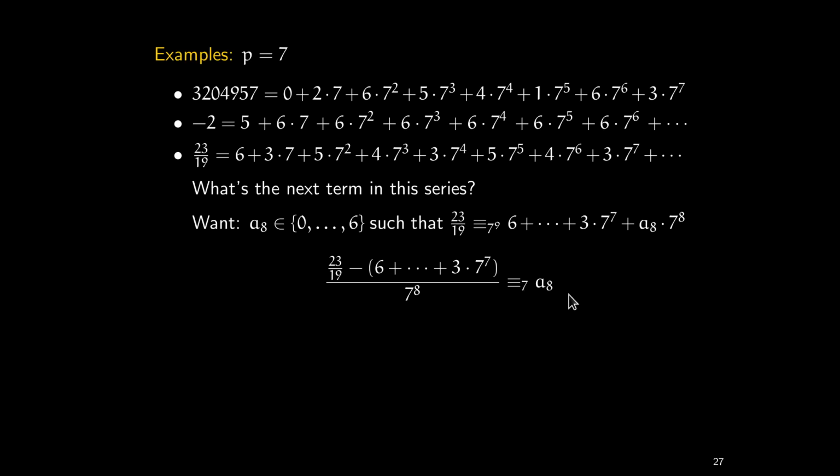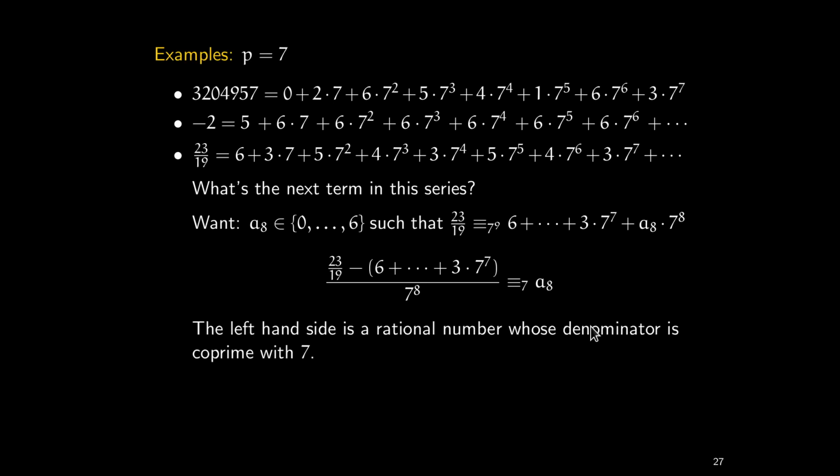Okay, but then this is the answer, because then A8 is just whatever this here is mod 7. So mod 7, this looks like division by 0, but you do the computation here first in the rational numbers, and then you will get an integer, and this integer you take mod 7, and then you get A8. Okay.